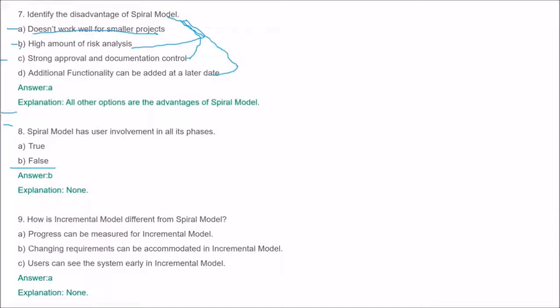Next is, how is the incremental model different from the spiral model? The answer is A. The progress can be measured in the incremental model. This is how the incremental model is different from the spiral model, because the progress can be measured from the incremental model.